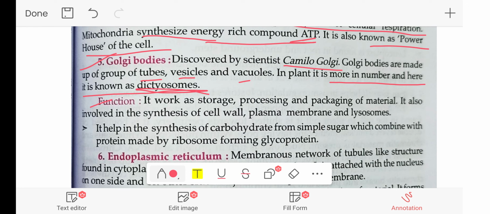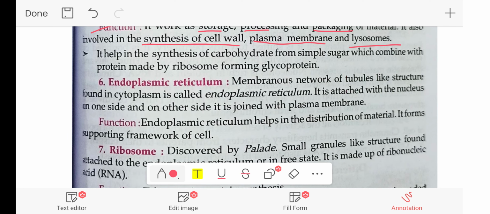Function of Golgi bodies. It works as storage, processing, and packaging of material. It is also involved in the synthesis of cell wall, plasma membrane, and lysosomes. It helps in the synthesis of carbohydrate from simple sugar, which combines with protein made by ribosome, forming glycoprotein.